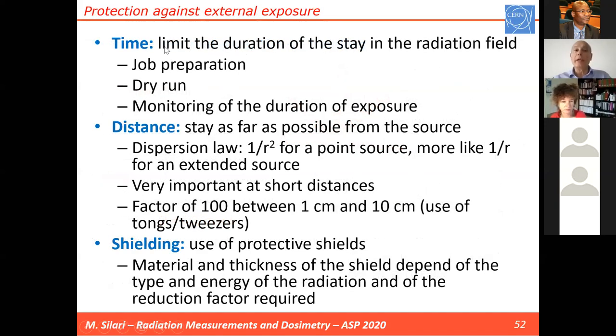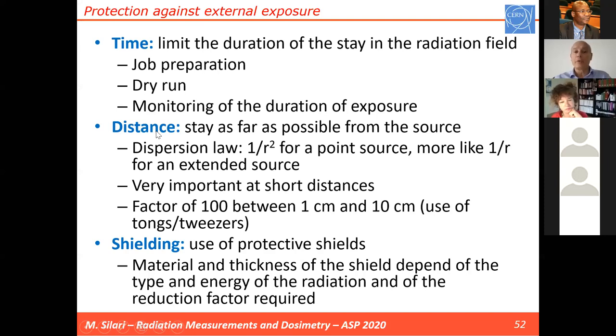So in order to limit the exposure time, you have to prepare your job. So now we go into practical radiation protection. You do job preparation. You prepare all your tools in advance. You know what you have to do before you start doing the job close to the source. If the risk of exposure may be substantially high, you can do what is called a dry run. So you do the same job on a mock-up, which is not radioactive. And then, of course, you need monitoring of exposure. You need to have a dosimetry in place. You might maybe have an additional monitoring station in place to make sure that you're monitoring the exposure that you are undergoing.